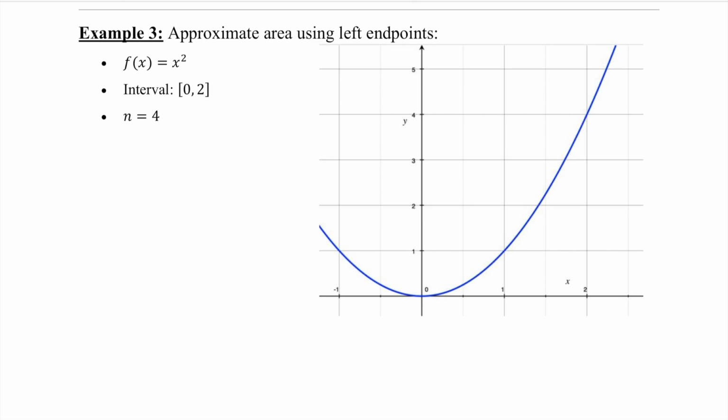Now, let's apply this to an example. We're given f of x equals x squared, the interval from 0 to 2, n equals 4. First, let's find delta x. Delta x equals b minus a over n. b is 2, a is 0, and n is 4. So I have 2 minus 0 over 4, which is 0.5.